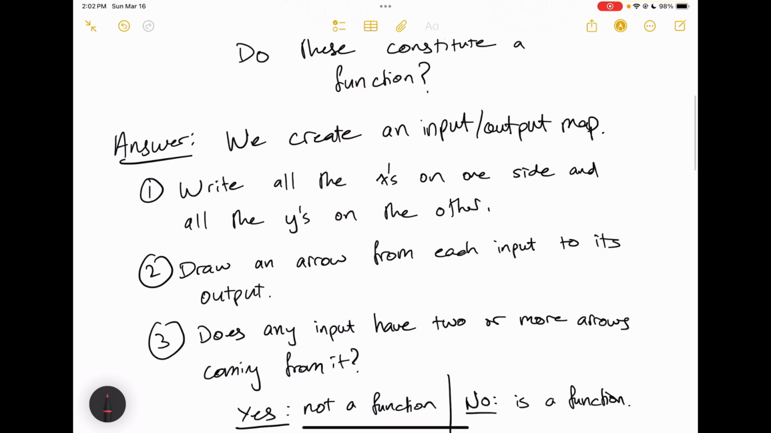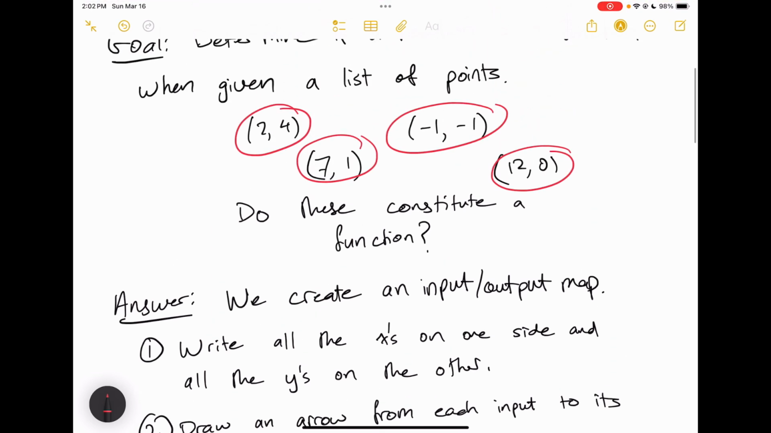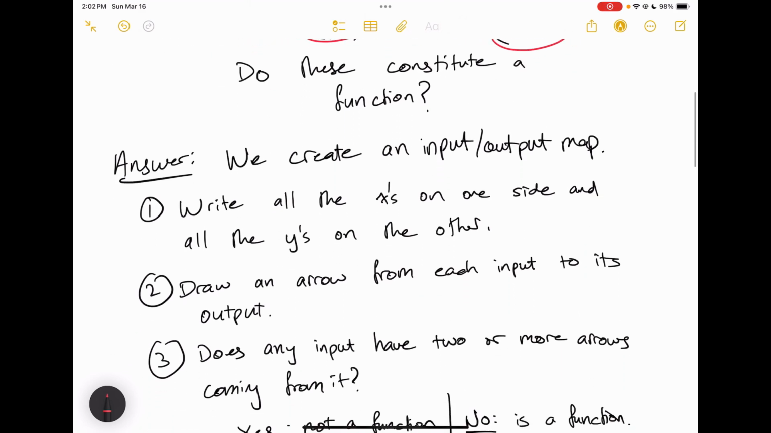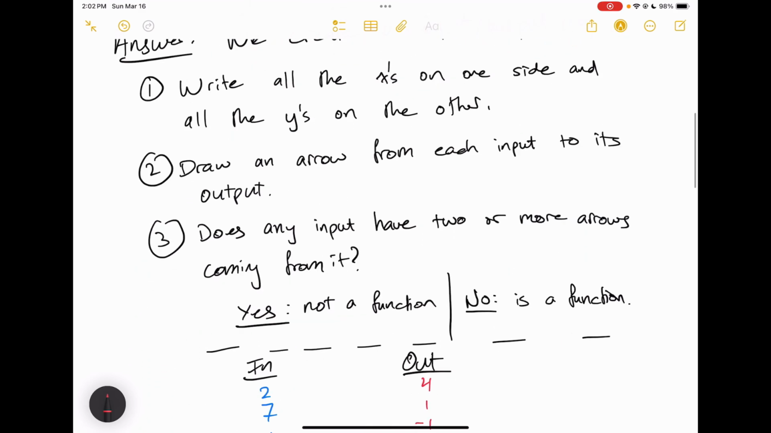We have to create something that is called an input-output map. For simplicity, let's assume that the points that we're given in this case, and in any case, are the only points that exist in this relation. We've seen that as the case before in a couple of our examples, and we're going to assume that's the case for these kinds of questions.